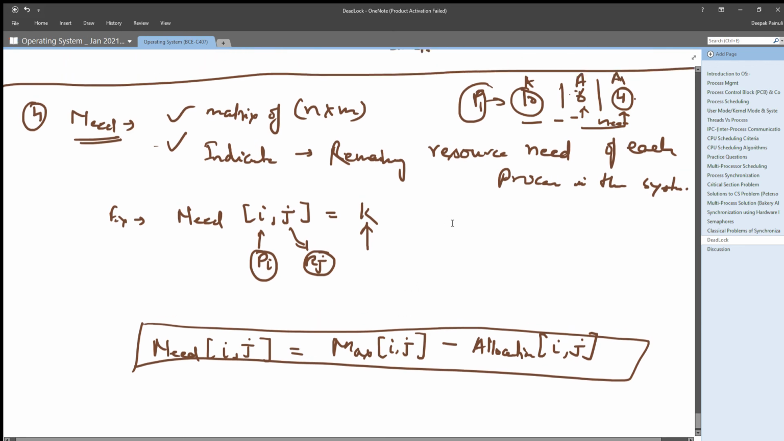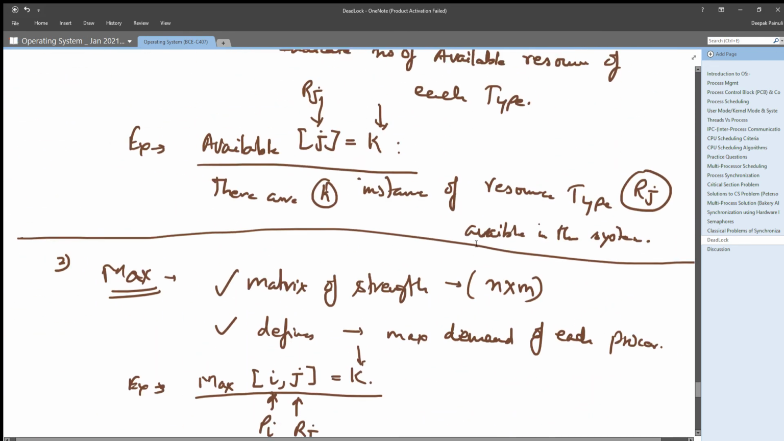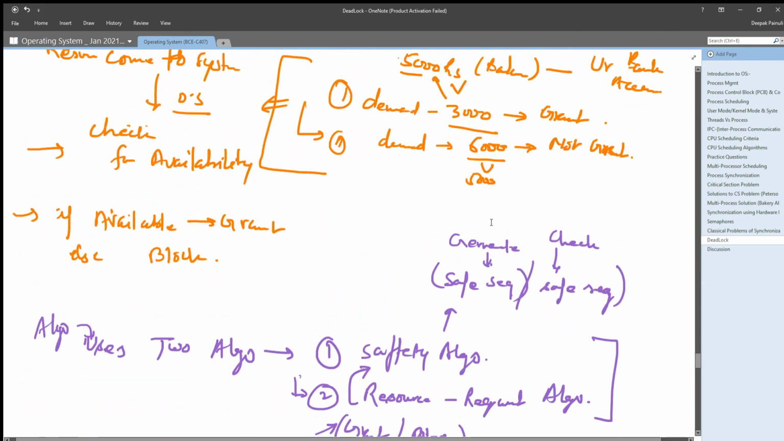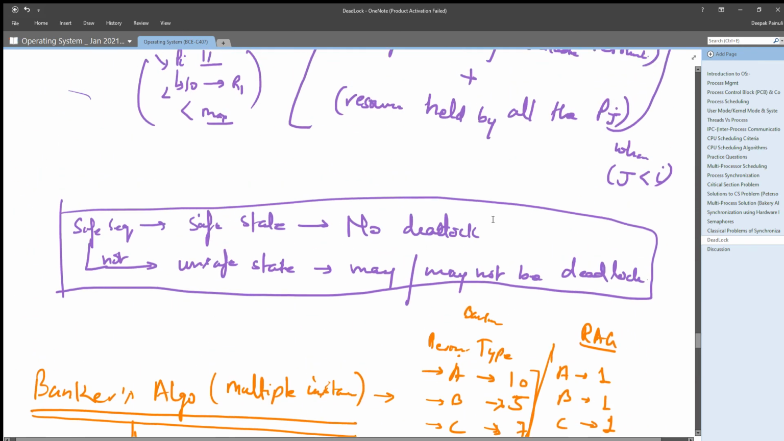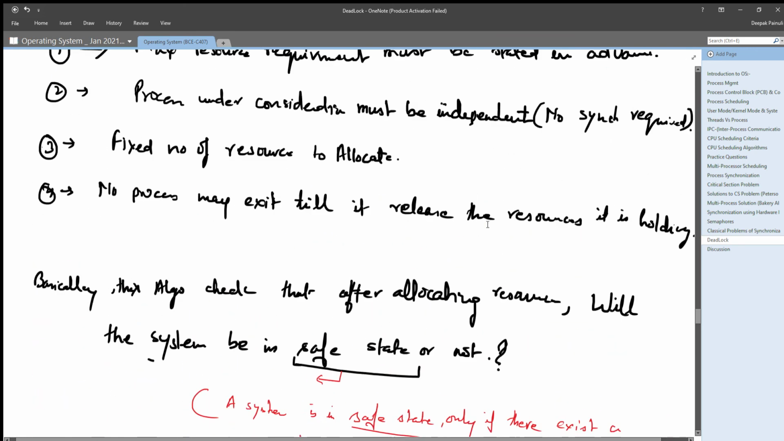So these are all the data structures the Banker's algorithm will use, and we have defined them. And I think you got it very well.